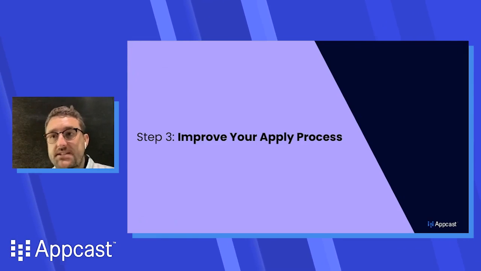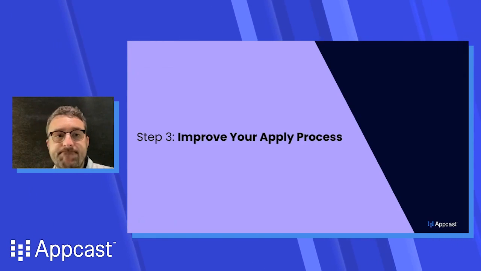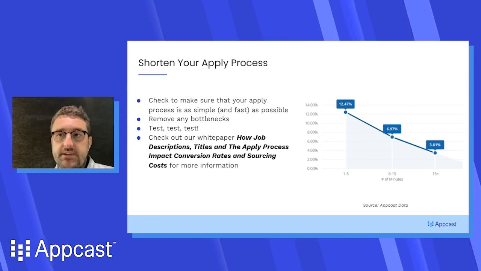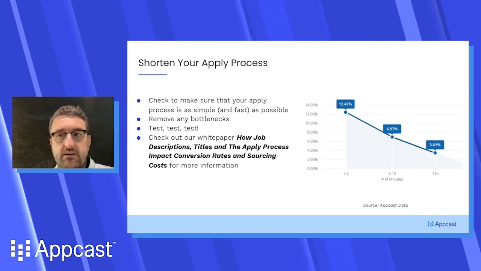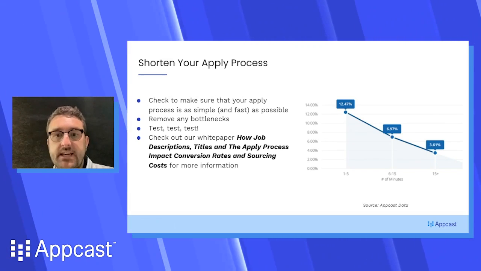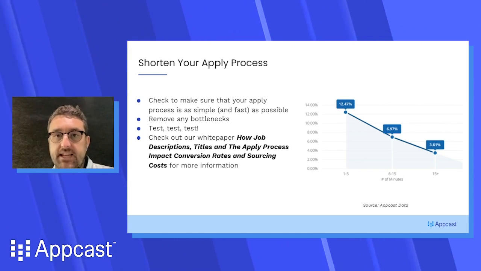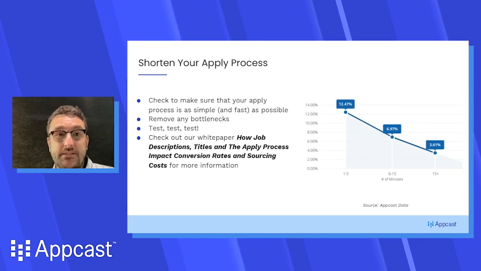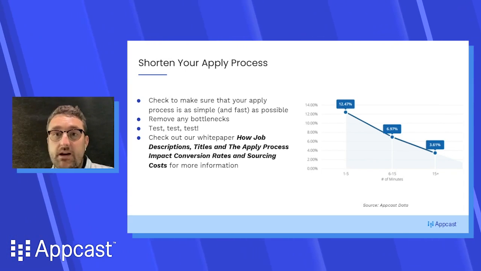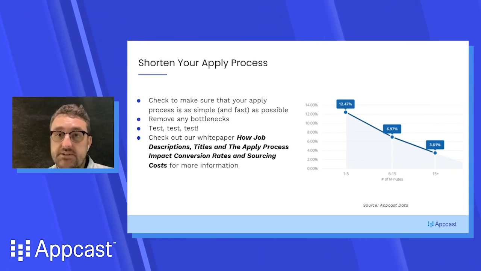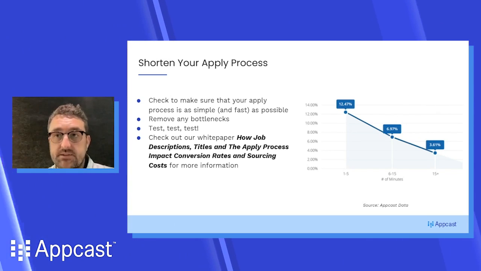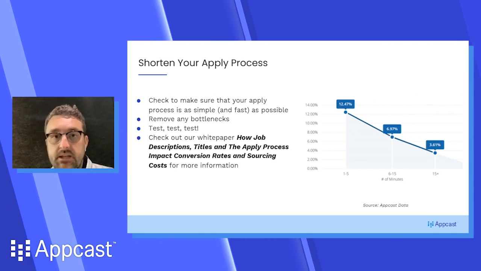Your apply process. Look at ways that you can improve it. So what we see in our data from tracking all of these applications is that the shorter the time frame an application takes, the higher your click to apply ratio is going to be.